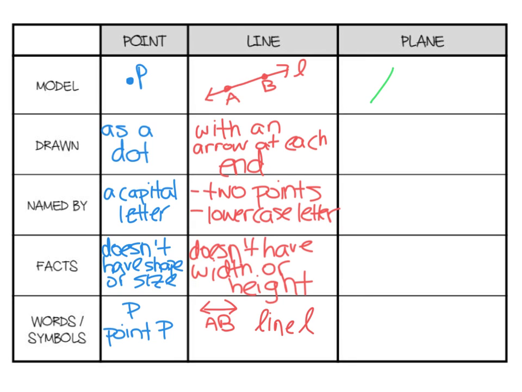it's drawn usually as a parallelogram, and then the parallelogram is given 3 points. So let's say C, D, E. And then the plane itself is named by a capital letter. So let's say S, and it's normally written in the corner, no point next to it.